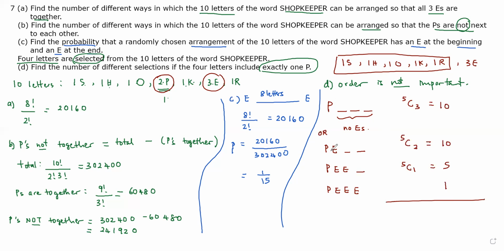So we either have the first case, the second case, the third case, or the fourth case. When you see the word or, you just add all this, and that is 26.